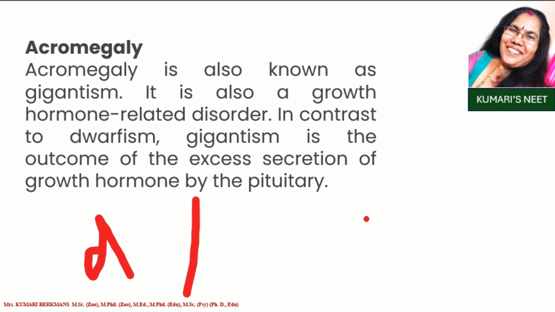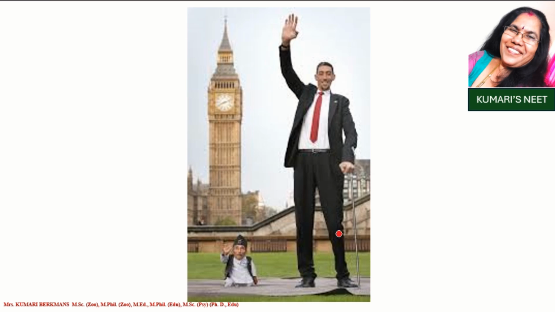Acromegaly is caused by over-secretion or excess secretion of the growth hormone by the pituitary, which results in acromegaly. So this is the difference. You can see the dwarfism and acromegaly.